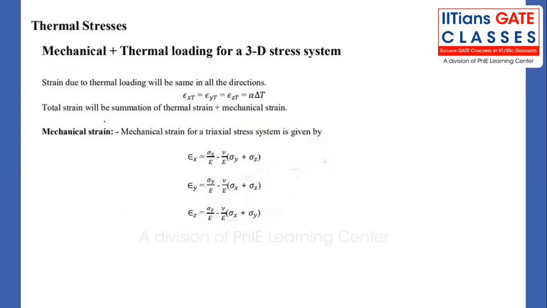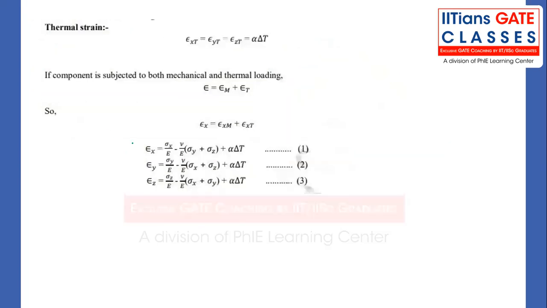Now, thermal stress is mechanical plus thermal, right? What about the strain? Strain due to thermal loading, I told you, will be the same in all directions. For mechanical strain, everybody knows that for the triaxial loading case, we have seen that epsilon x is equal to sigma x divided by E, and so on. Here they have written mu; you can write nu or mu, same thing. If I club together thermal strain and mechanical strain, I will be getting this, my friend: epsilon x, epsilon y, epsilon z. This is the total. If a component is subjected to both mechanical and thermal loading, then both will come into the picture.